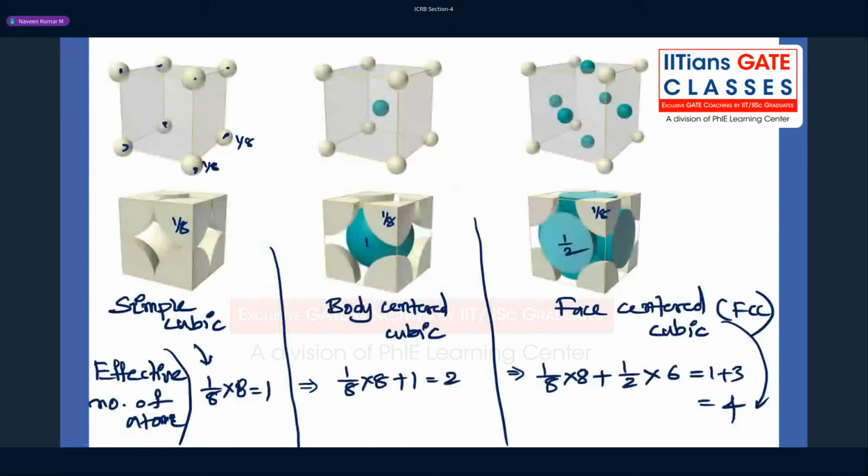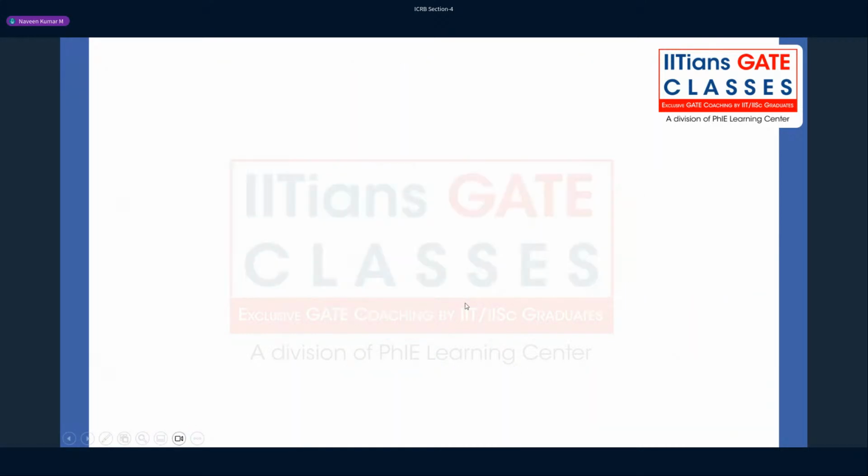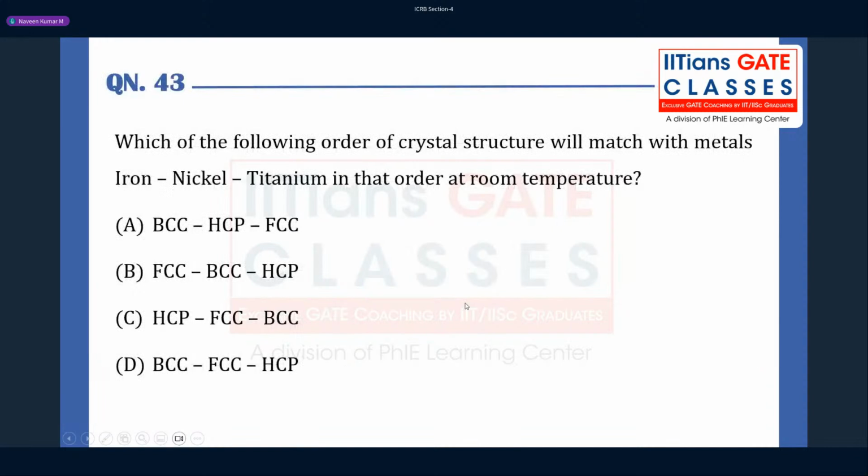Okay. Next. Which of the following order of crystal structure will match with metals iron, nickel, titanium, in that order, at room temperature? Okay. So here we have to remember the list. There is no other option. So I'll write the list first, then we'll discuss.